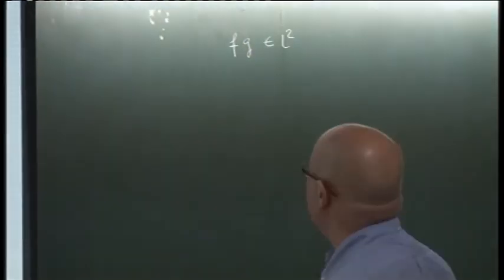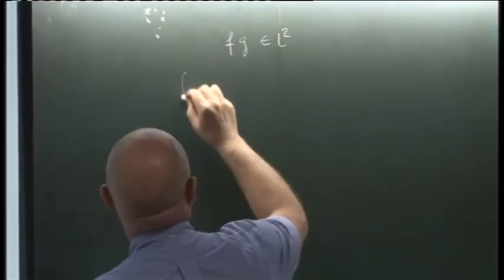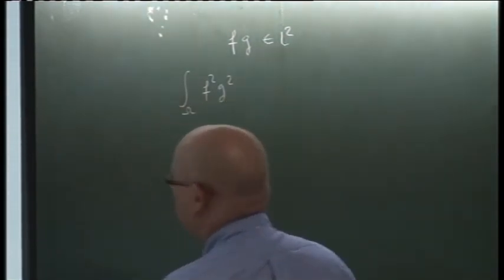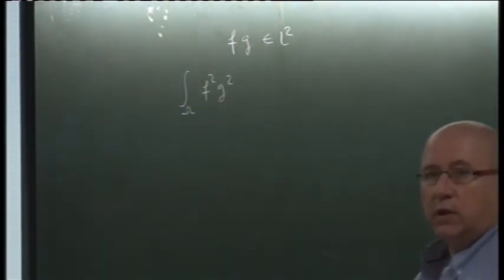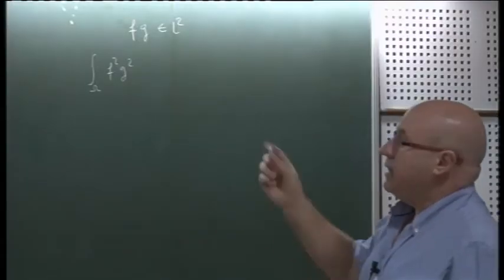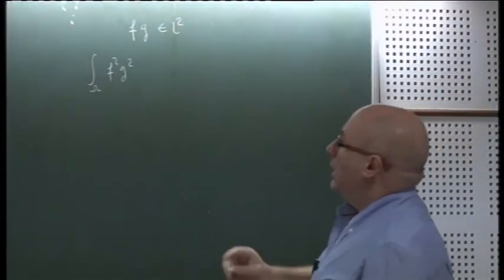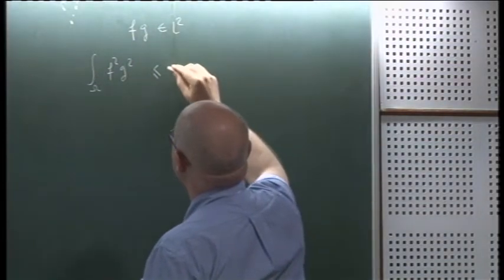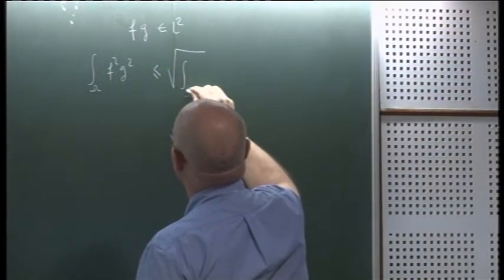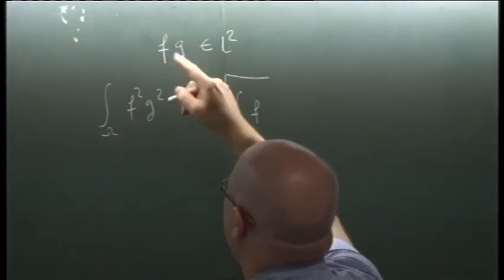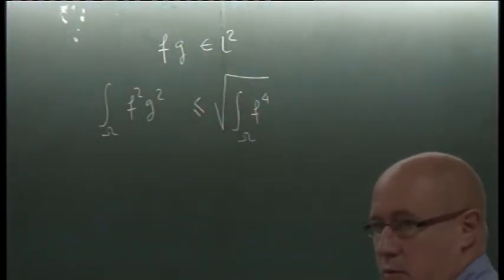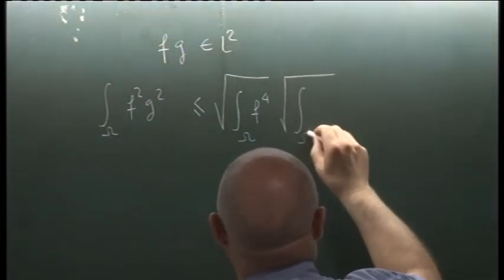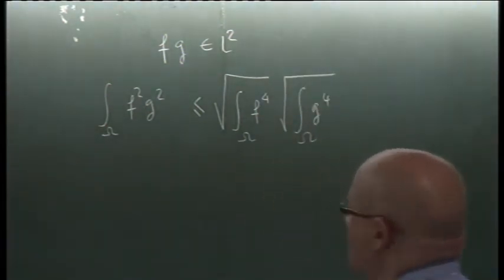What does it mean that fg belongs to L2? It means that the integral over omega of f squared g squared is bounded. But how can I guarantee that this is bounded? I can guarantee it, for example, using the Schwarz inequality: the square root of the integral over omega of f to the fourth, times the square root of the integral over omega of g to the fourth.